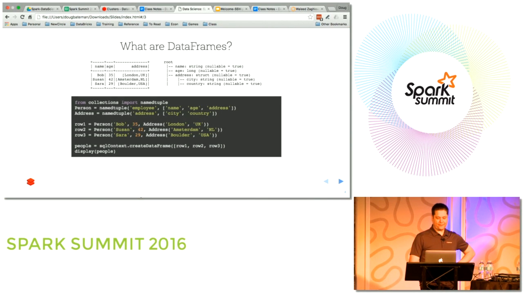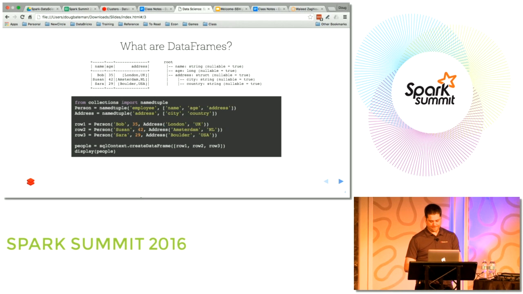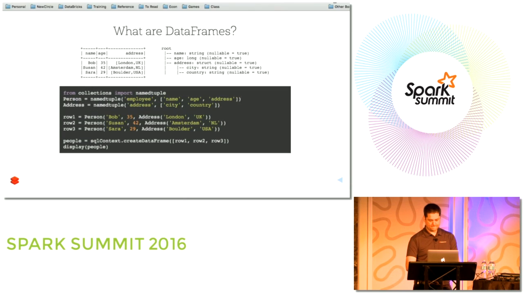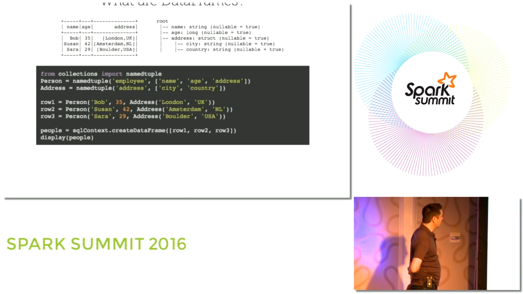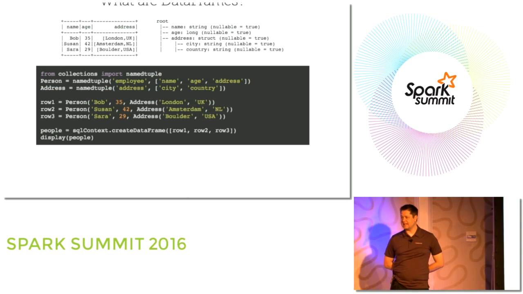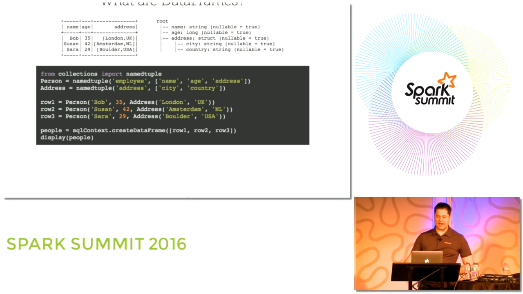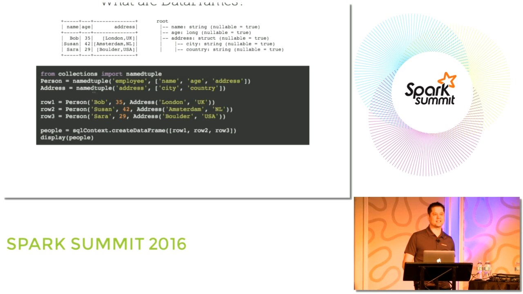All right, so that's data frames. Now, what does the code look like when it comes to data frames? So here, for example, I've got an object person and an object address. I could go ahead and create these essentially as row objects, but keep in mind a row here is really just an object. These are just named tuples in Python, which are a lot like case classes in Scala in the sense that they hold data.